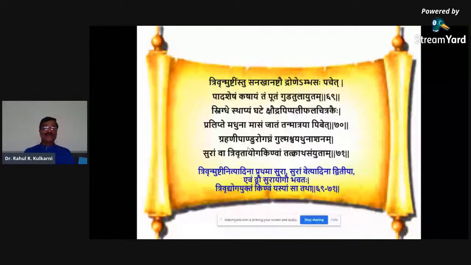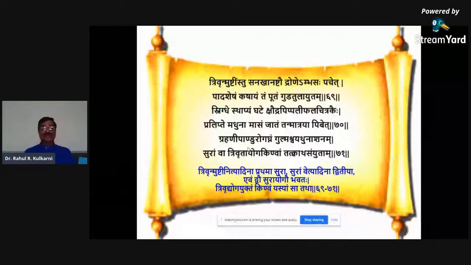Where the inner side is pasted with shaudra pippali phala chitraka, and before that the inner surface of the pot is made snigdha by sneha dravya. In that, along with madhu, the kashaya has to be kept for 1 month for sandhana karma. Masam jatam, once after 1 month, proper sandhana has been done and the sandhana kalpa is prepared, tan matraya pibet, it has to be consumed in the matra.